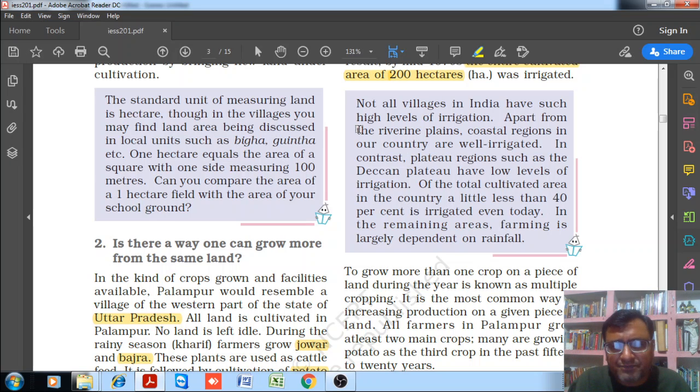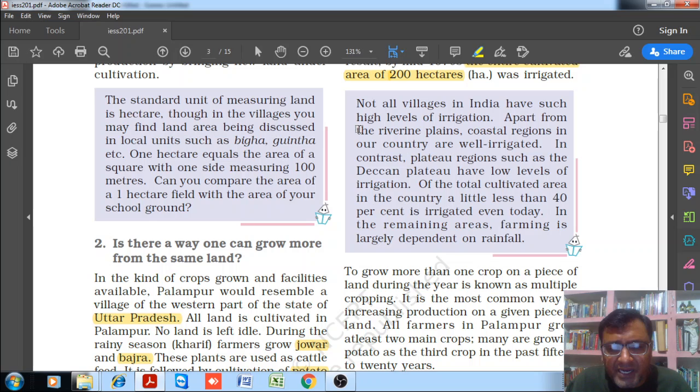Coastal regions in our country are well irrigated also. The Deccan Plateau has low levels of irrigation because it is a high elevated area. Of the total cultivated area in our country, a little less than 40% is irrigated even today.